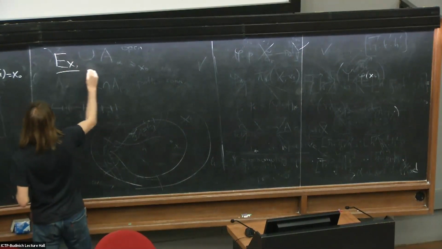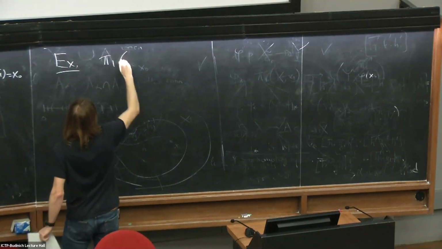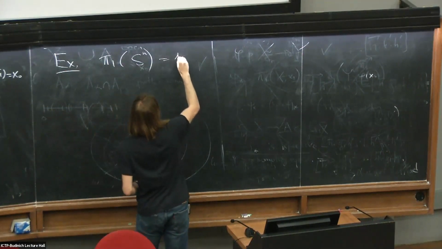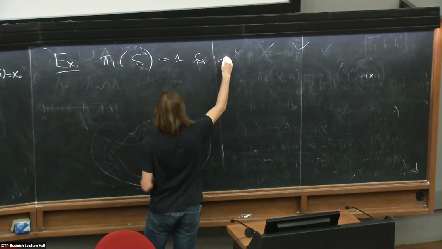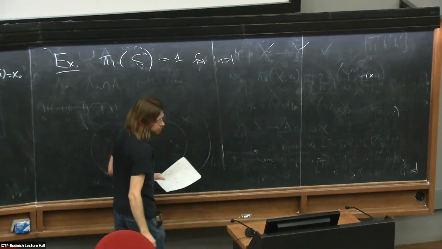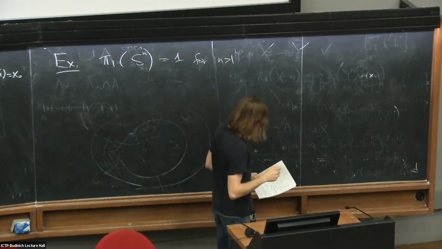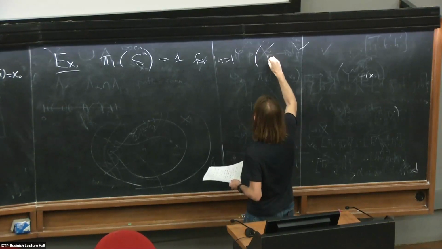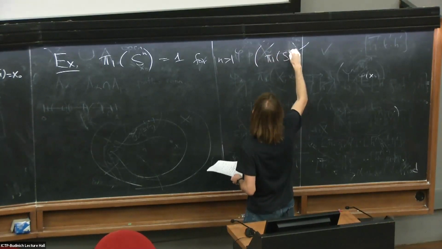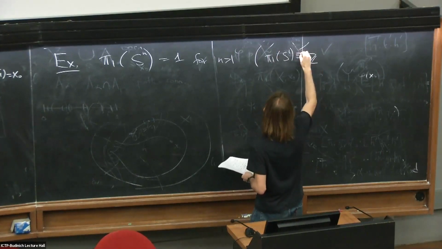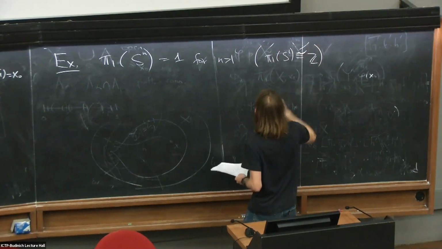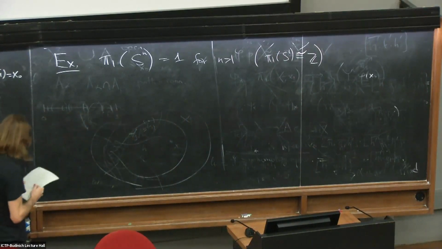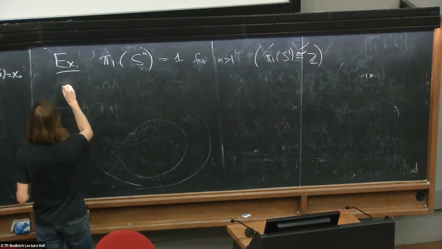Particularly, it can be used to show that the fundamental group of the n-dimensional sphere is trivial for n greater than 1. We know this cannot be true for n equals 1, because we already showed that it is Z, which is non-trivial. But for n greater than 1, this is trivial. And so how do we show this?